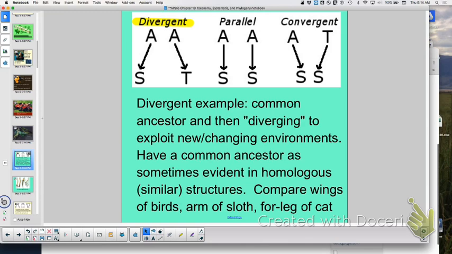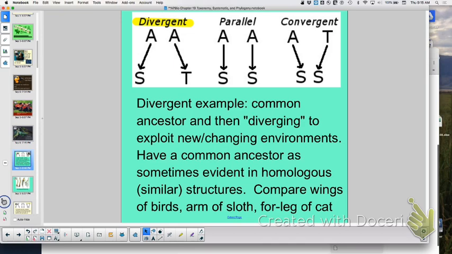So in divergent evolution, you do have a common ancestor, and then due to your environment, you could have a homologous structure, like when you looked at the wing of a bat and the arm of a human, you could have the same types of anatomy, but you could have a different function. So that's what this is showing right here.